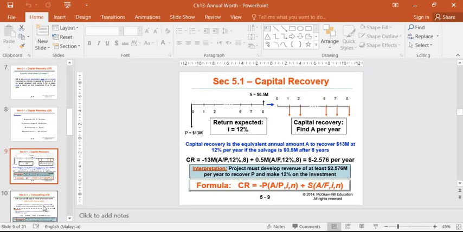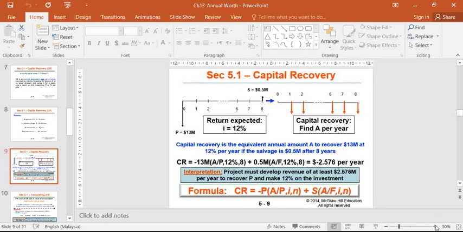So in this example, this is the formula. Let's make it bigger. Alright, S is 0.5 million. The formula below shows how I calculate the CR. CR is P times A over P, i, n, plus S. Just fill in the formula. You get CR, your capital recovery, is 2.576 per year.